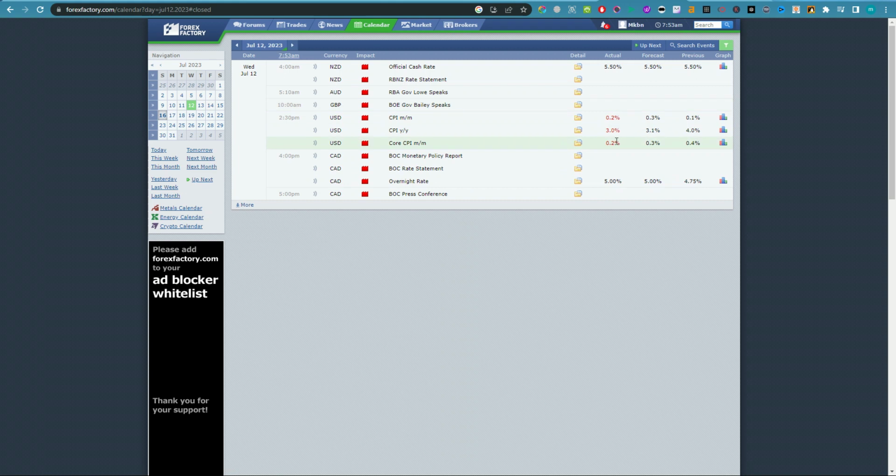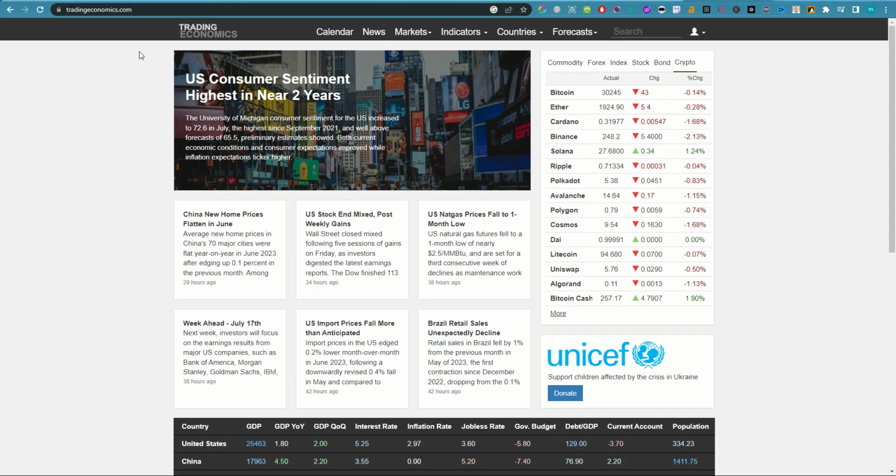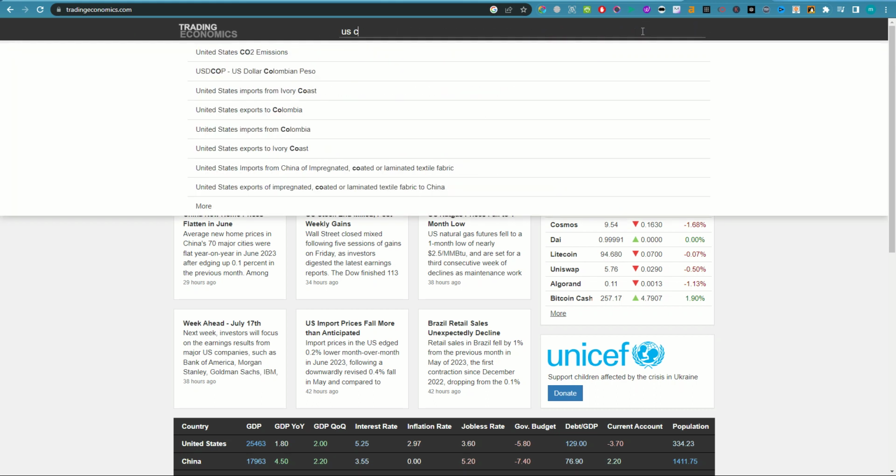Now we know that we have this type of news being released at the same time, and if this one is greater, and greater than this one, then it's going to be positive on the dollar. The prices of the dollar are going to increase. So let's see what we should do. If you don't understand this kind of news, CPI, you just come to this website called Trading Economics, and you can just search US CPI.